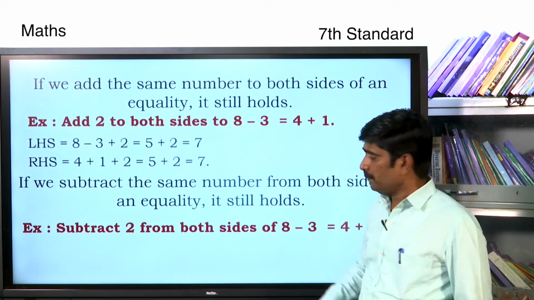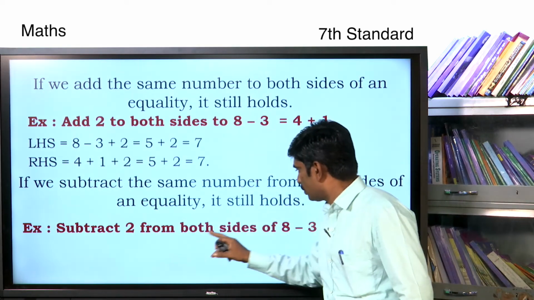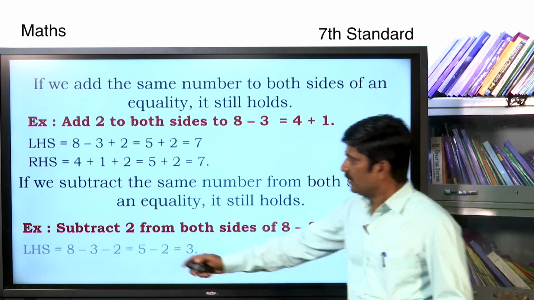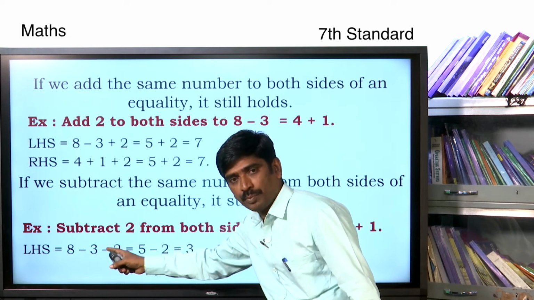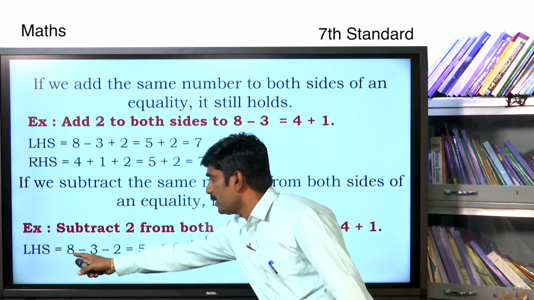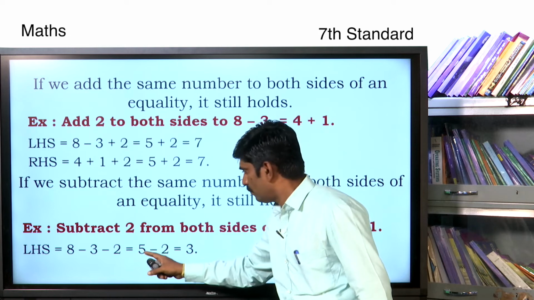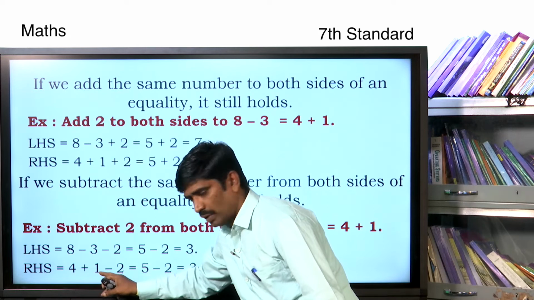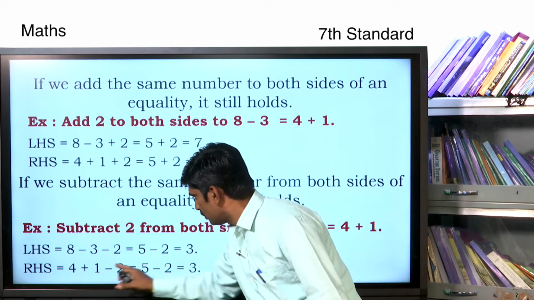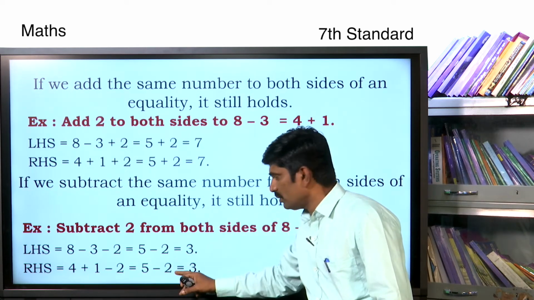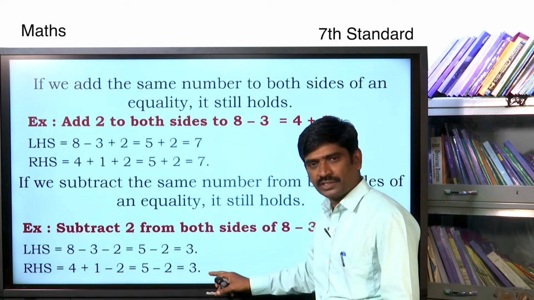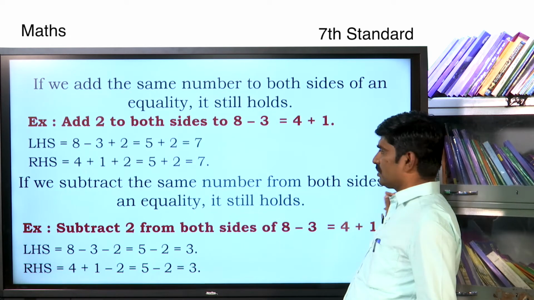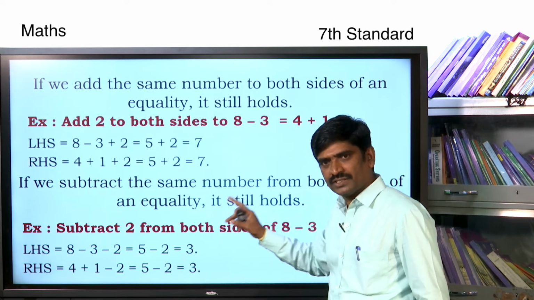After that activity, subtract 2 from both sides of 8 minus 3 is equal to 4 plus 1. First one, LHS: 8 minus 3 minus 2. 8 minus 3 means 5. 5 minus 2 is 3, that is LHS. In RHS, 4 plus 1 minus 2. 4 plus 1 means 5. 5 minus 2 means 3. LHS is equal to RHS. Yes, if we subtract the same number from both sides of an equality, it still holds.